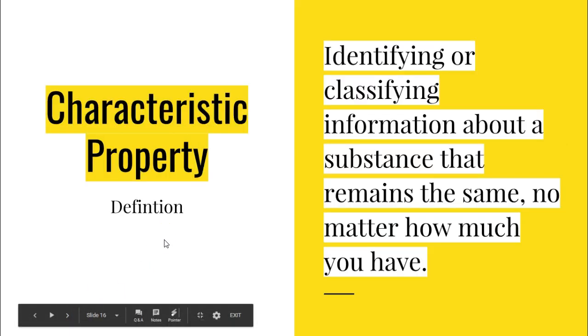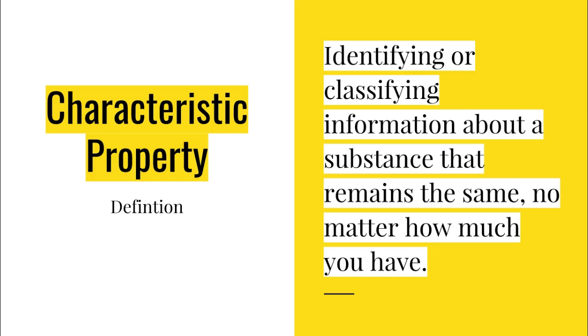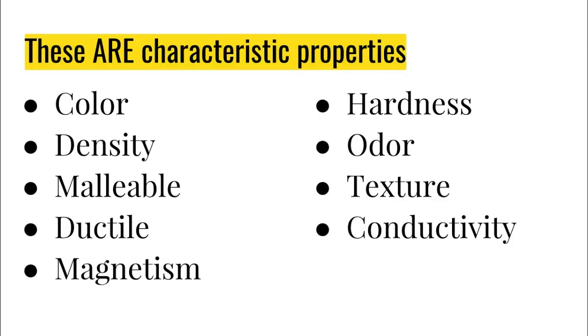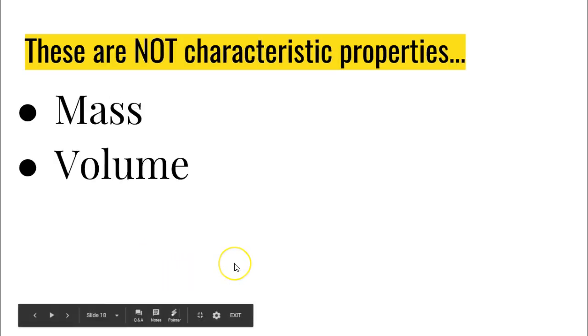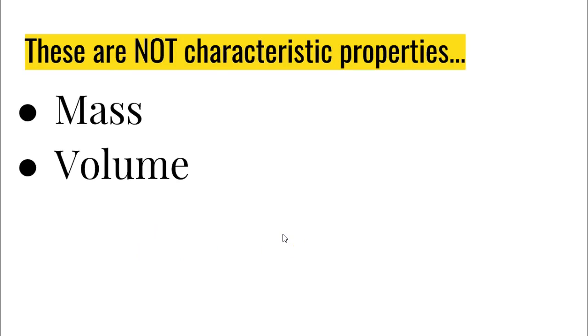Okay, something you may not have found throughout your research is a characteristic property. So these are things that are describing a substance, and no matter how much you have of that substance, whether you have a handful or an entire bucket full, it's not going to change. So here are some examples of a characteristic property. No matter how much you have, color will not change. No matter how much you have, the thing will still be magnetic. It'll still smell. It'll still have the same texture or hardness. Things like mass or volume are not characteristic properties because if you have more of it, it's going to have a different mass and a different volume.